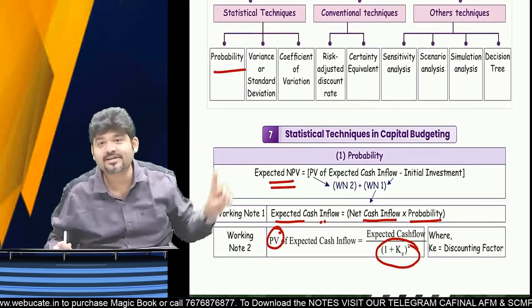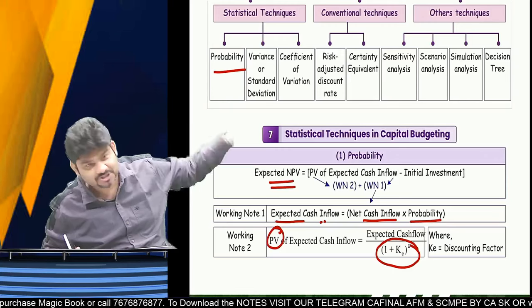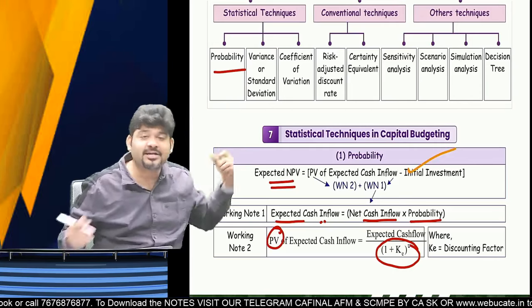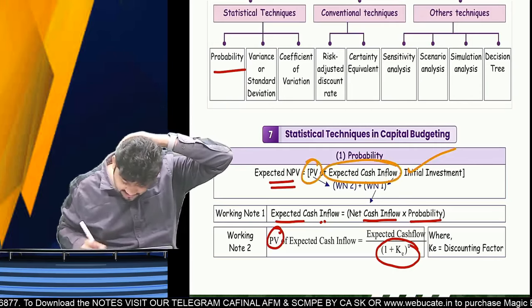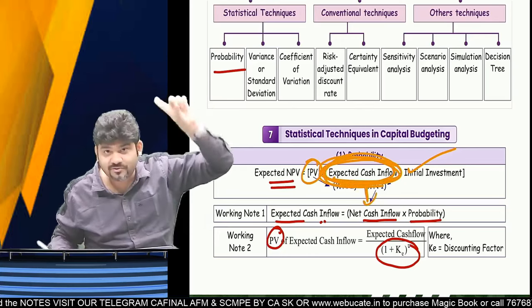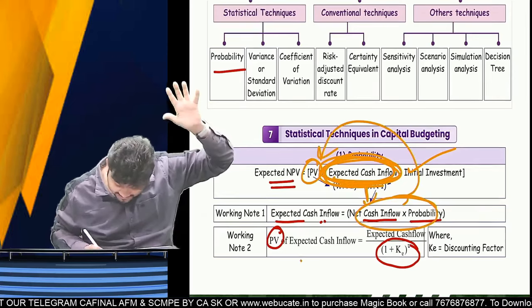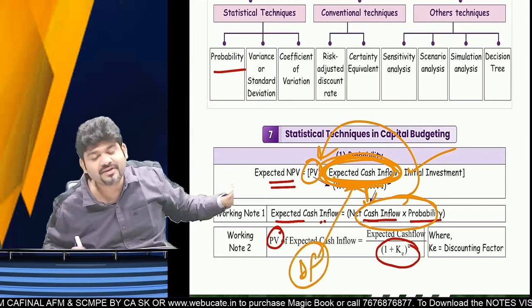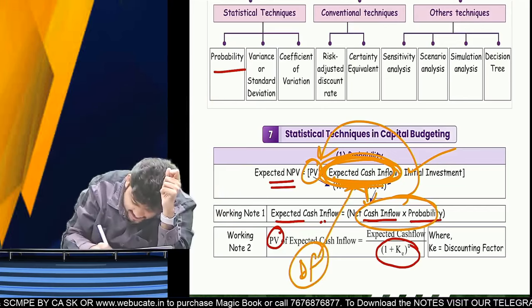First, we will calculate the present value of expected cash inflow minus initial investment. We know what the initial investment is. First, calculate the expected cash inflow. Now, what do you mean by expected cash inflow? It is cash inflow into probability. How do you convert this into present value? By multiplying it by the discounting factor. We will get the present value of expected cash inflow minus initial investment, and we will get the expected NPV. Are you clear, everybody?